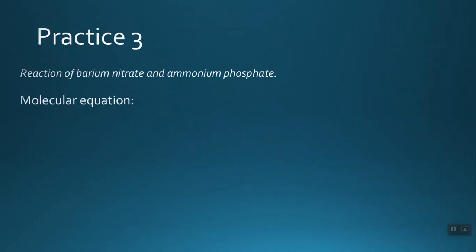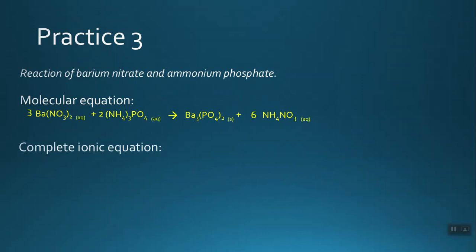Barium nitrate and ammonium phosphate. Our products will be barium phosphate and ammonium nitrate. And again, remember to look at your oxidation numbers all over again when you're writing your new products. Let's go ahead and figure out which one will precipitate out. That's your barium phosphate, and let's balance. Okay, 3, 2, 1, 6 are our coefficients.